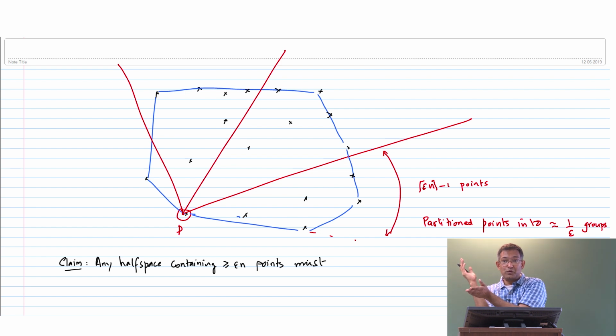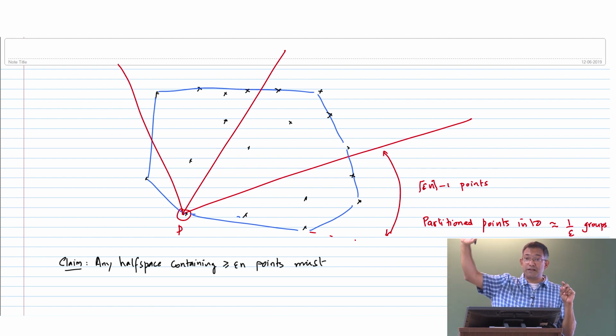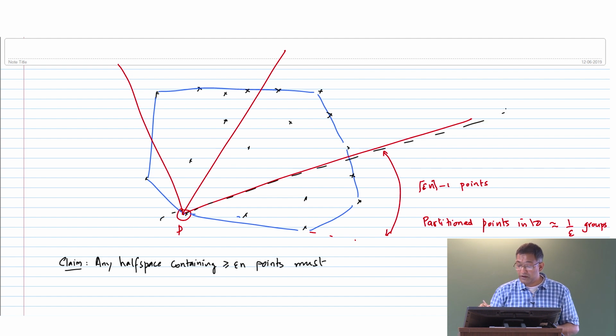So what should it do? It should intersect at least 2 wedges. Each wedge contains less than epsilon n points. A half space is large if it contains at least epsilon n points. Therefore, every half space that is large must intersect at least 2 of these wedges. Right? You cannot have a half space that looks like this, that is large, containing only all these points on this side, because this set only contains 1 over epsilon points. Less than epsilon n points. Right?